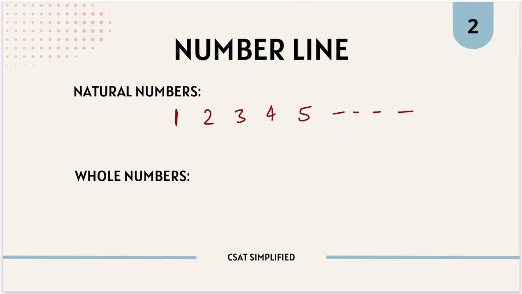So what is a whole number? A whole number is similar to a natural number, just a 0 is added to it. So 0, 1, 2, 3, 4, 5 and so on. These are whole numbers, correct? So that's all you need to know, what exactly a natural number is and what a whole number is, correct?